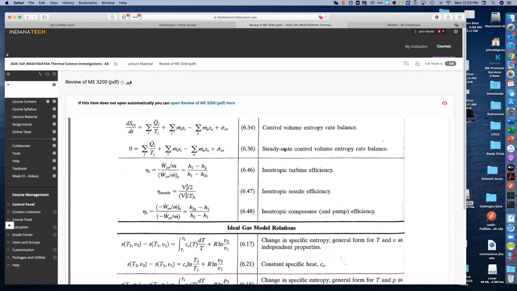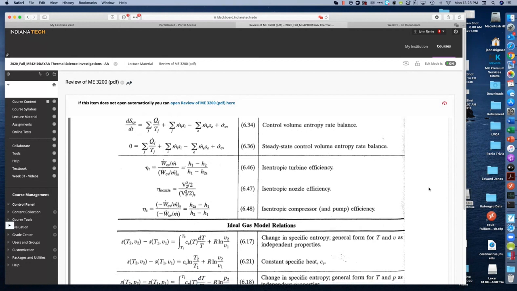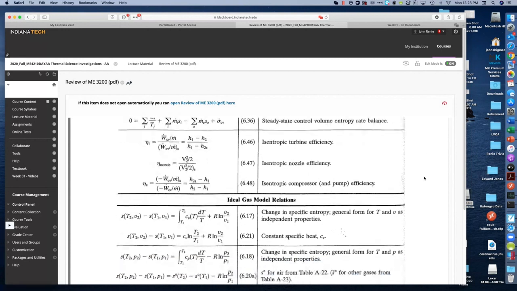If we have a steady system, the left-hand side just goes to 0, and we then have the right-hand side equal to 0. But again, keep in mind that it's just a balance equation. It's not a conservation equation. Entropy can be destroyed and produced.